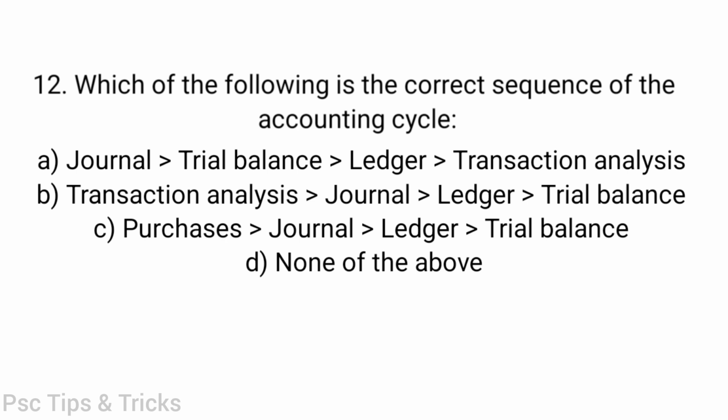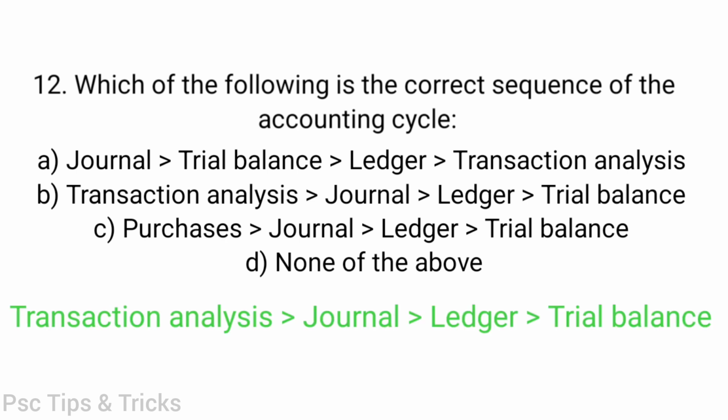Which of the following is the correct sequence of the accounting cycle? Journal, trial balance, ledger, transaction analysis. Transaction analysis, journal, ledger, trial balance. Purchases, journal, ledger, trial balance. None of the above. Transaction analysis, journal, ledger, trial balance.